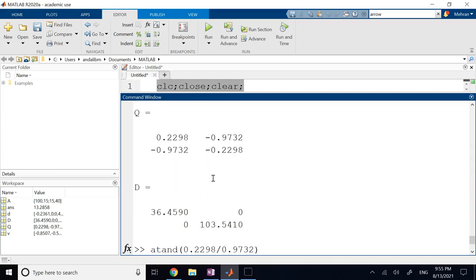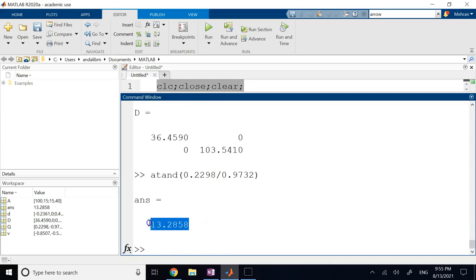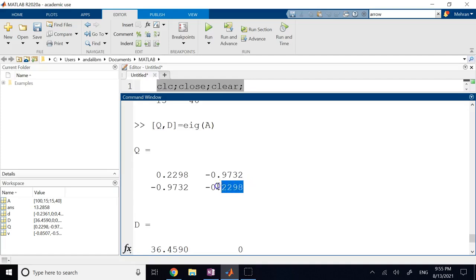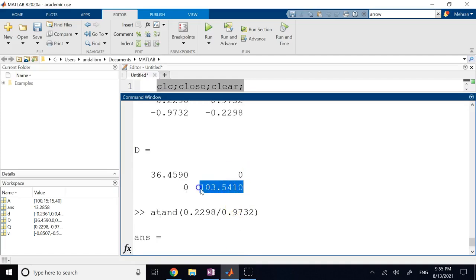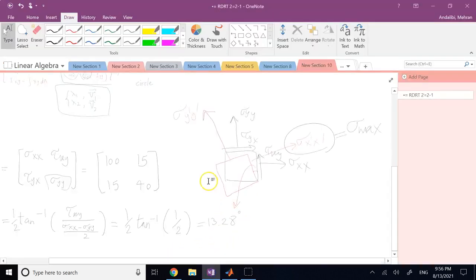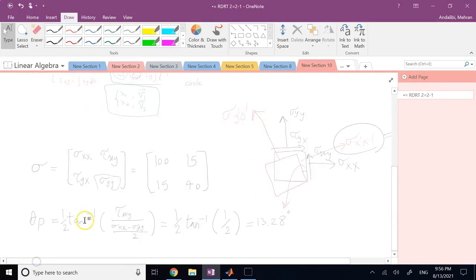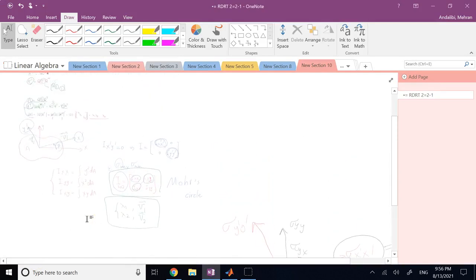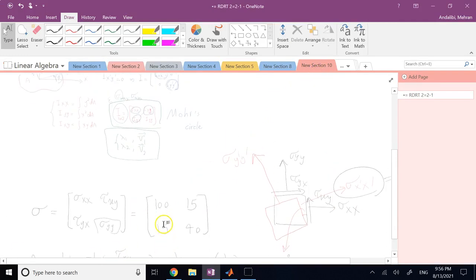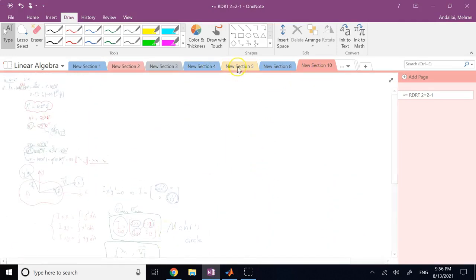So clearly you see that with a simple eigenvalue problem, the eigenvector corresponding to the largest eigenvalue, the angle of which is exactly also what? Theta p. So what you did using the Mohr circle, as I said, and all the analytic formulas that I showed you over here, can also be done by the eigenvalues.